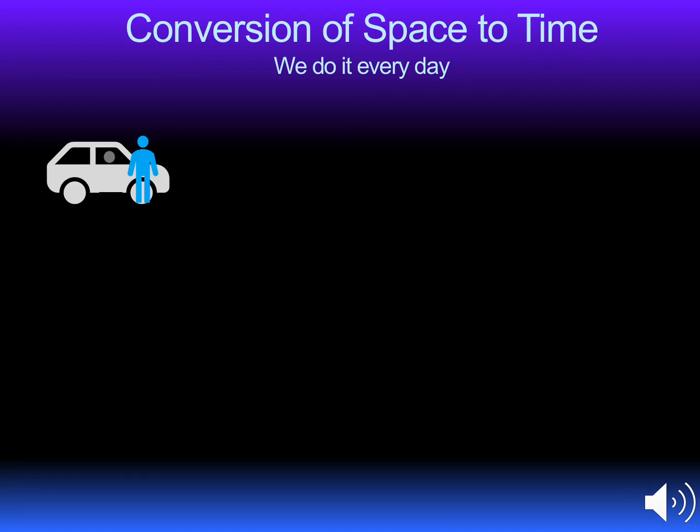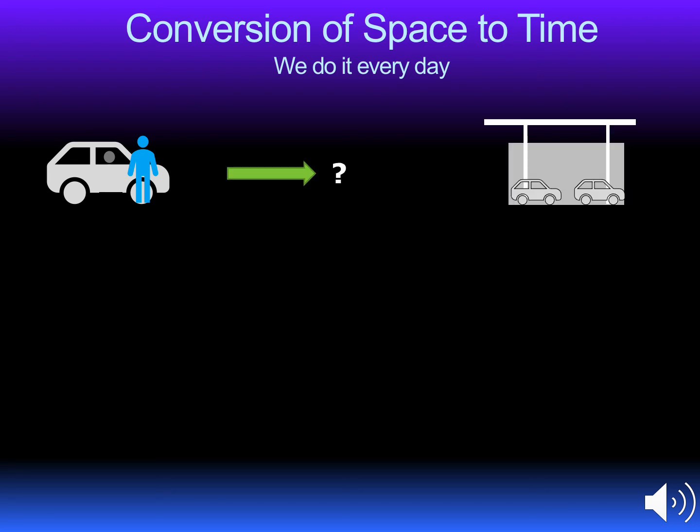So, conversion of space to time and time to space. It's something we do every day, a lot of times unconsciously. So, let's go through an example and we'll see how we can do this almost automatically. Here we have an example of a driver that stops to ask a local how far away the gas station is. So the first answer that the local person can give is, it is 5 minutes away.